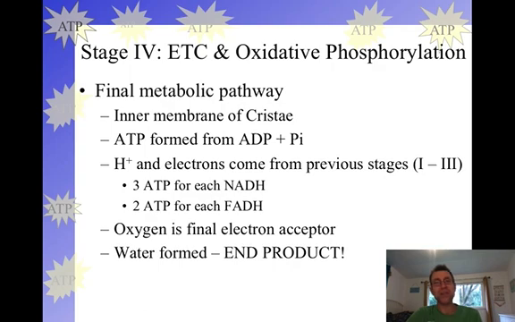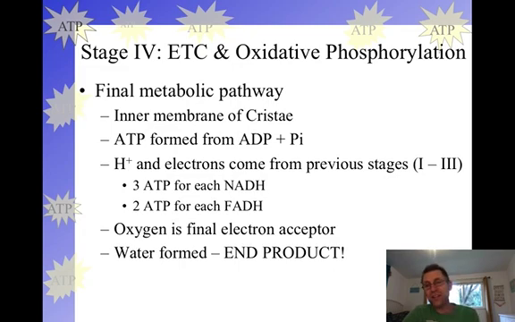So the electron transport chain, often referred to as oxidative phosphorylation, yes, they're synonymous, is the final metabolic pathway. It's happening in the inner membrane of the cristae of the mitochondria. ATP is formed from ADP and inorganic phosphate, just like it has been throughout, right? It's just bringing that phosphate back to its home molecule, so to speak.